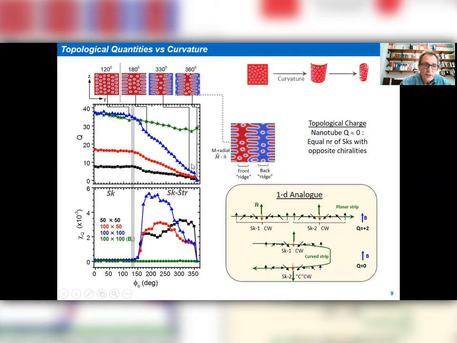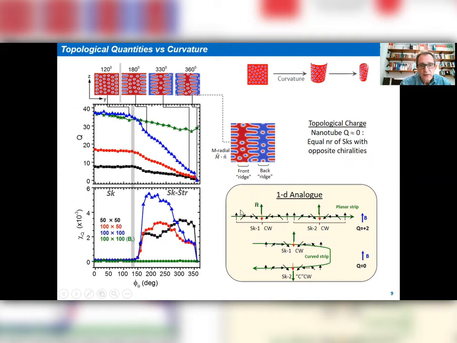Second, it's interesting to see that for the case of a nanotube, whether it is a large or a small system, the topological charge is always 0. Examination of the color maps shows that you have skyrmions on the front and the back part, as we also saw before, but they have different projection. The magnetization has different projection of the radial direction.